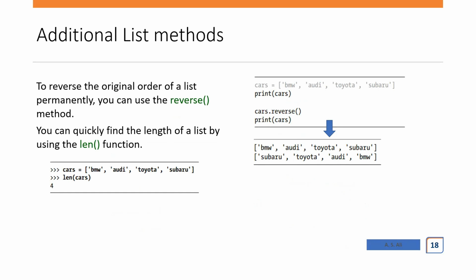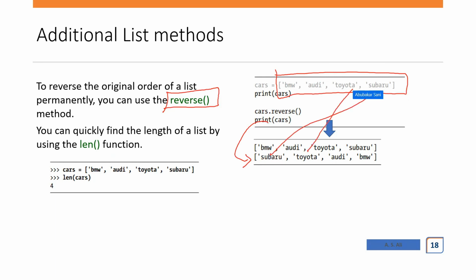If you want to reverse, like you want to flip your list, so that the first element becomes the last, the second becomes second to the last, the third becomes third to the last, and the last becomes the first, you can use the .reverse method. Now look at cars. Cars is BMW, Audi, Toyota, and Subaru. And when we say cars.reverse, you can print it out and you will see Subaru coming first, Toyota second, Audi third, and then BMW coming last, which was the first before. So we have flipped the list. That's what reverse does for you.